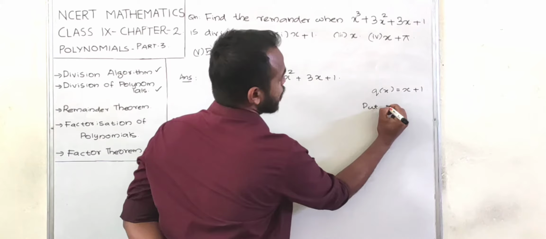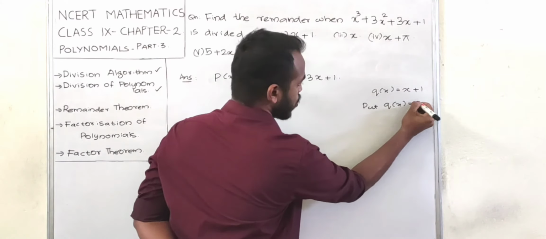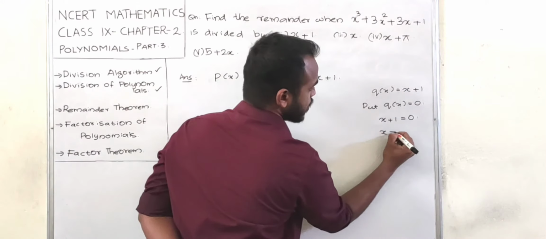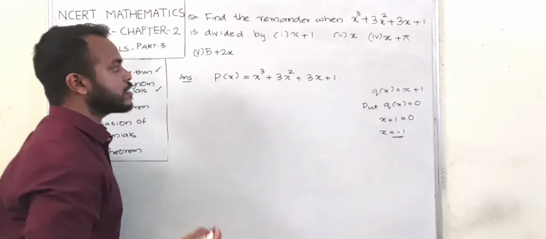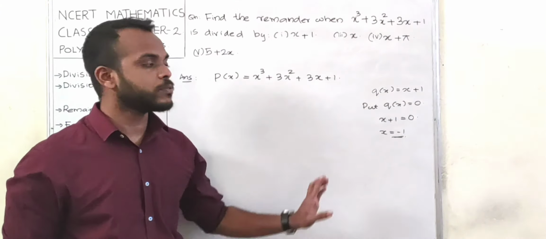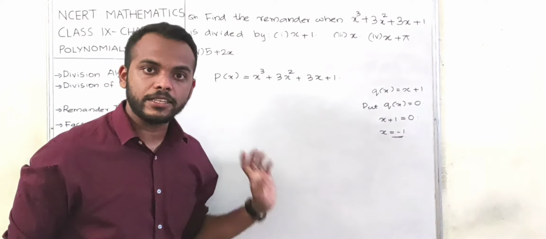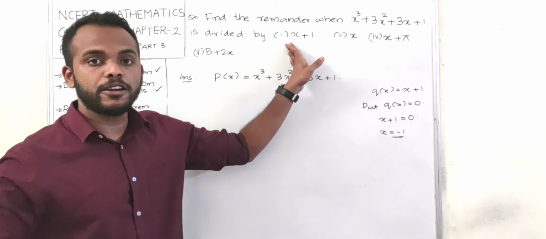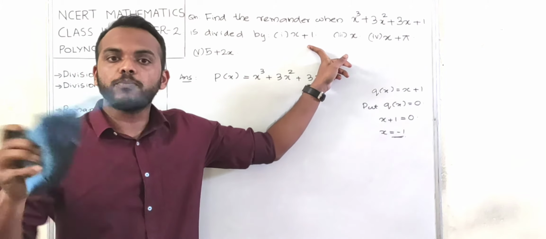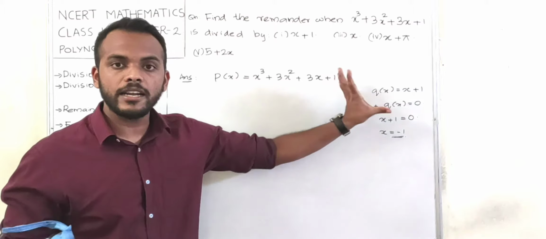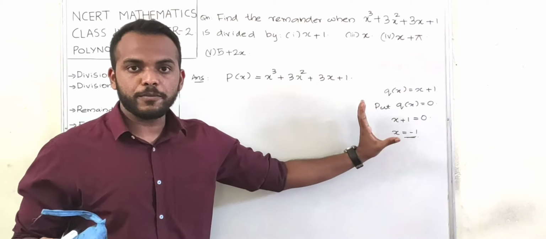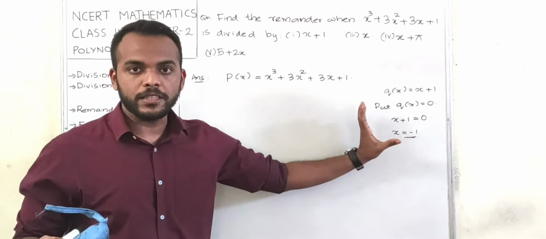So you can write the second polynomial given is Q of x is equal to x plus 1. First step, put Q of x is equal to 0. Then x plus 1 is equal to 0. X is equal to minus 1. So you just need to find the value of P of minus 1. Further, once you proceed to do problems, you don't need to follow this method. You can immediately write, if you want to find the remainder when it is divided by x plus 1, you can just write P of minus 1. This is only because we are dealing with it the first time and using the very elaborate method. You can proceed without doing all this process.